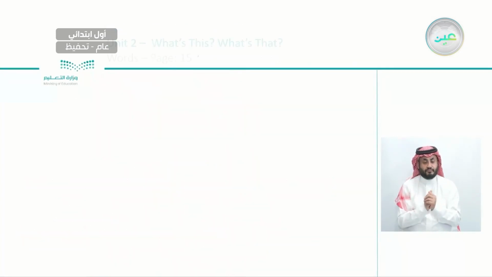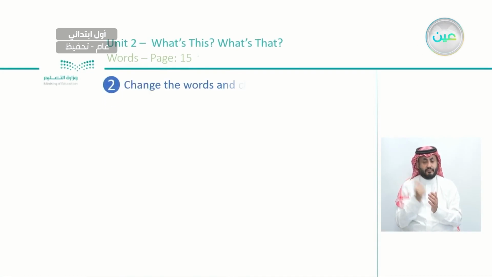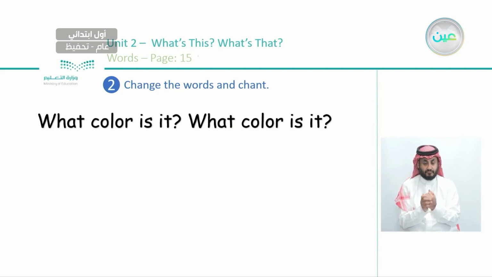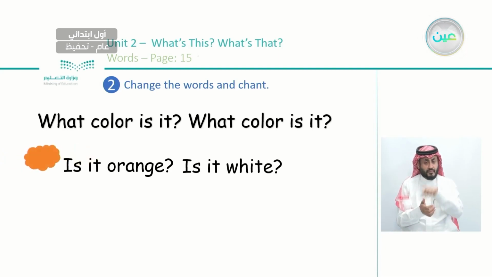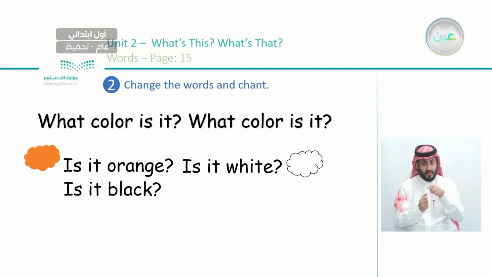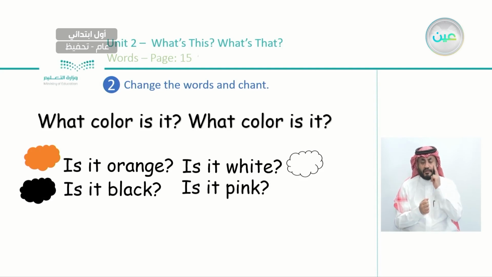Excellent. Okay. Now, on page 15, we have this question number 2. Change the words and chant. So, change the words. So, what color is it? Is it orange? This is the orange. Is it white? What does it mean, white? Yes, this is the white. Excellent. Is it black? What does it mean, black? This is the black. Excellent. Is it pink? What does it mean, pink? This is the pink. Perfect.